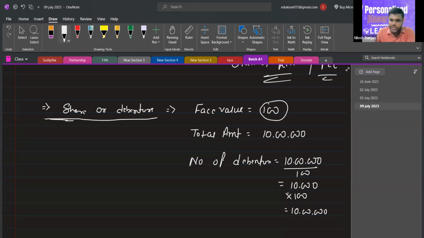So 100 each means price of that debenture, and the total amount is given. So we have to calculate the interest on total amount, that is 10 lakh. Any other question?